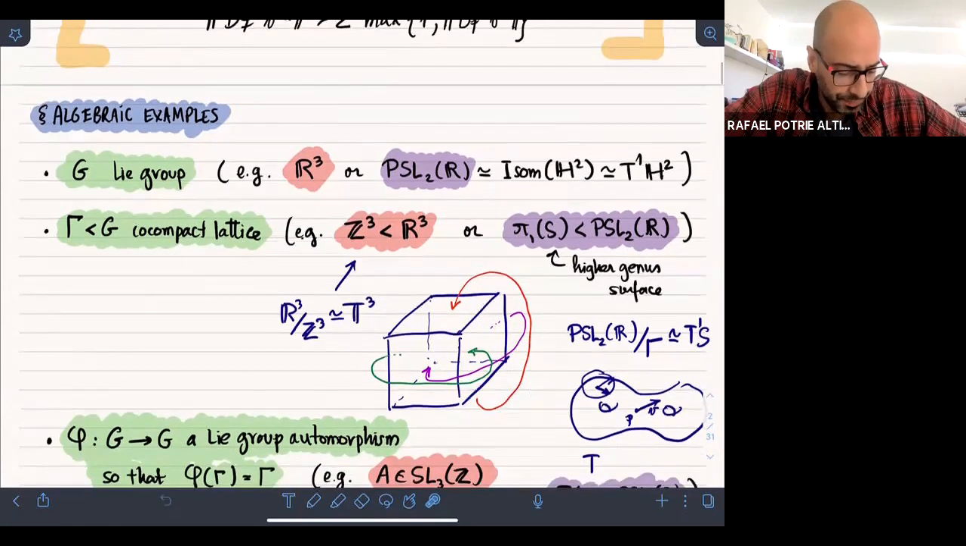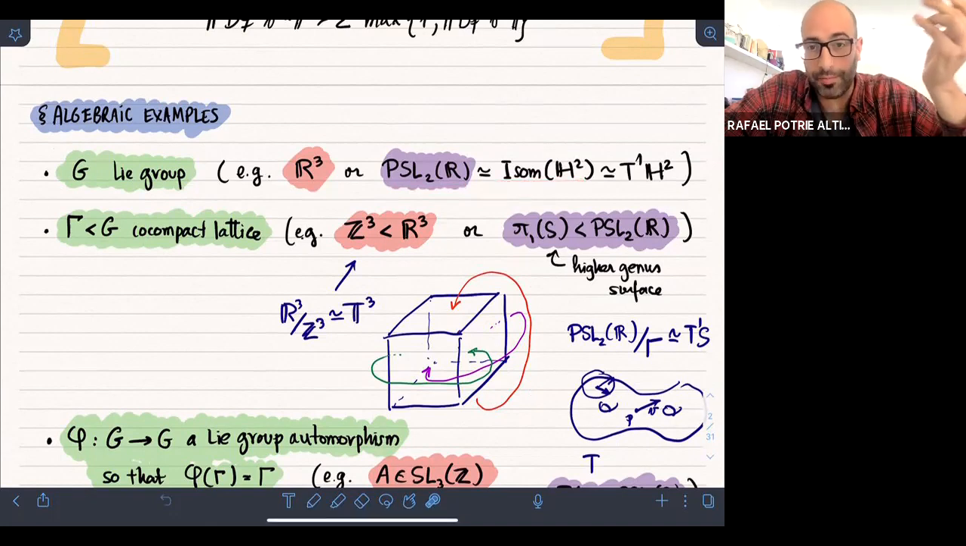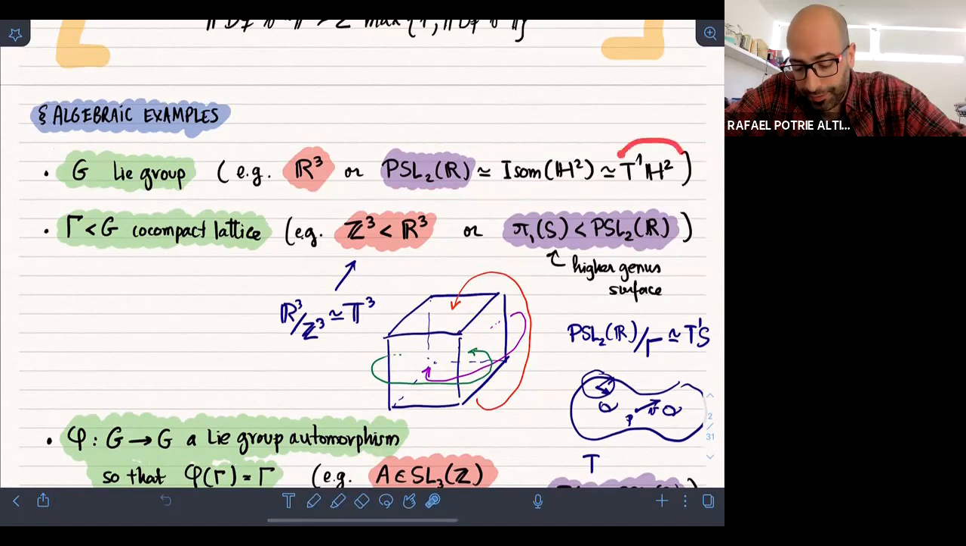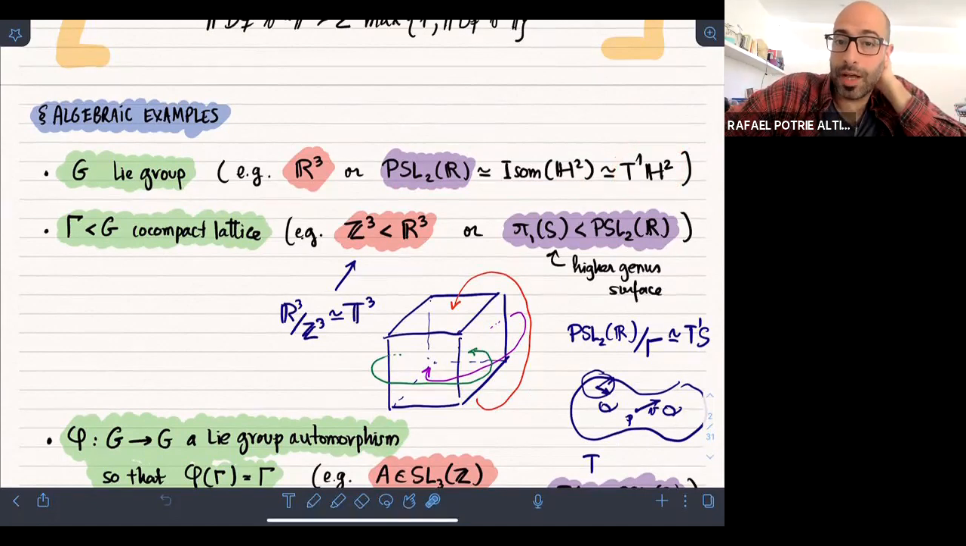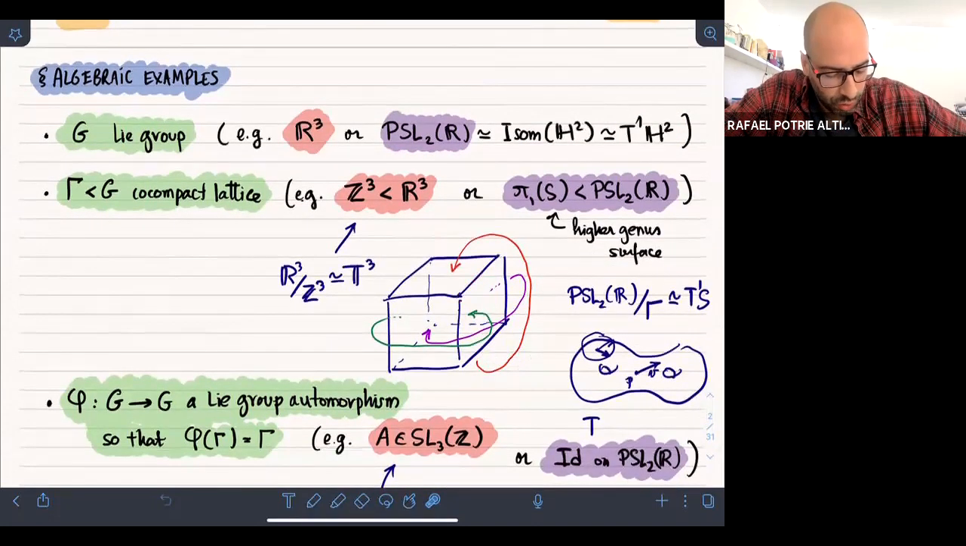Okay, so you take a Lie group. A Lie group is a manifold with a group structure, and the examples you can have in mind are R3 as an abelian group, where you can add vectors in R3, or PSL2R, which is the isometry group of the hyperbolic plane, and can be identified with the unit tangent bundle of H2. These are two classical examples which will be important for us, and you will consider a co-compact lattice in the Lie group.